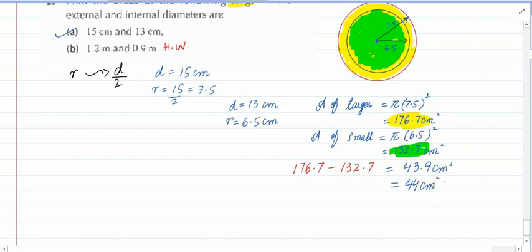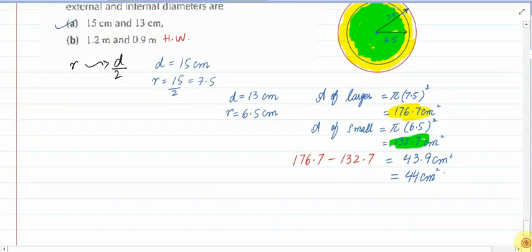So that's how you find the area of the ring, right? Whenever we have a case of area of the ring, we have an outer diameter and an internal diameter, because we need to subtract these two areas. So that was question part A. Part 2 is your homework.